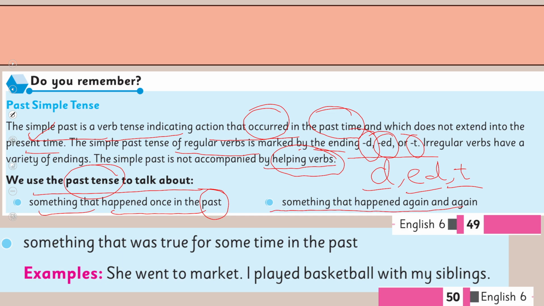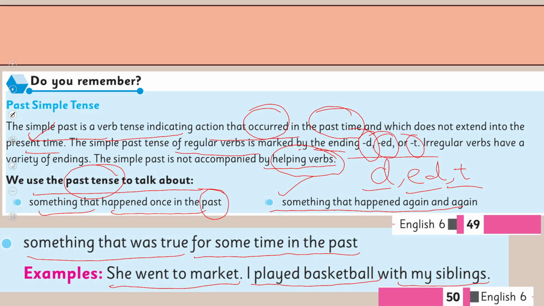Something that happened again and again. We use this scenario as well. And the third one is something that was true for some time in the past, but it is not in the state of truth right now. For example, she went to market. I played basketball with my siblings.